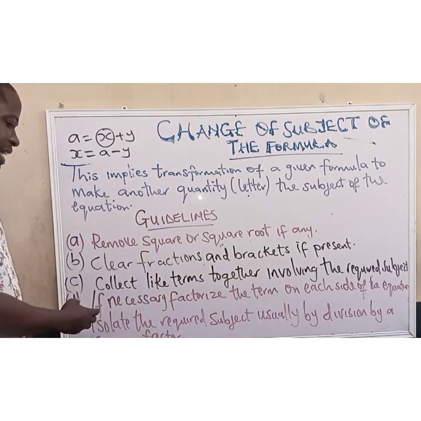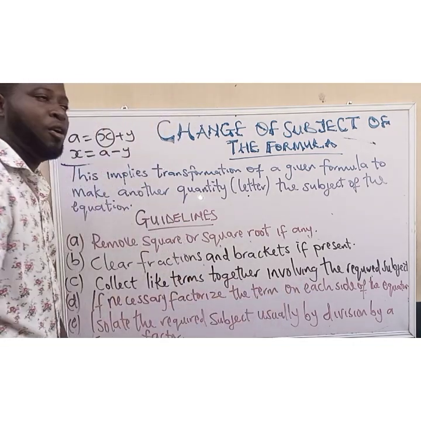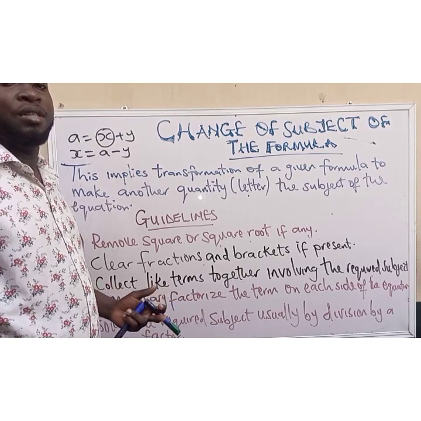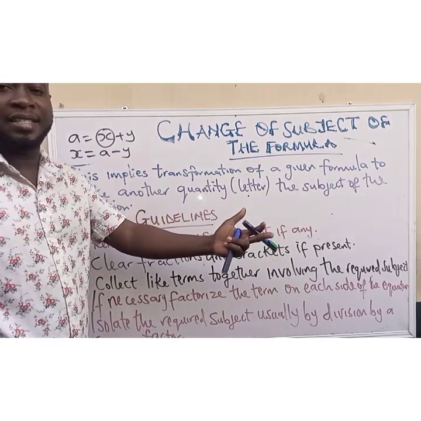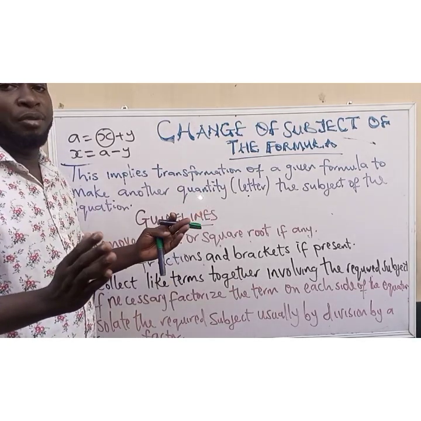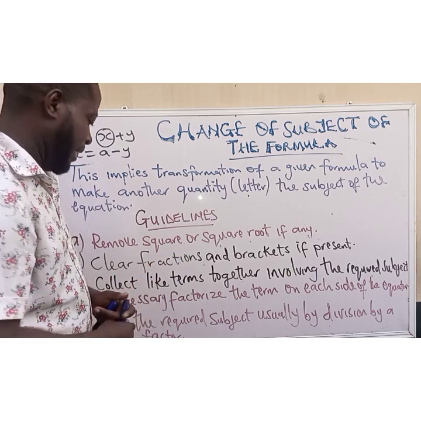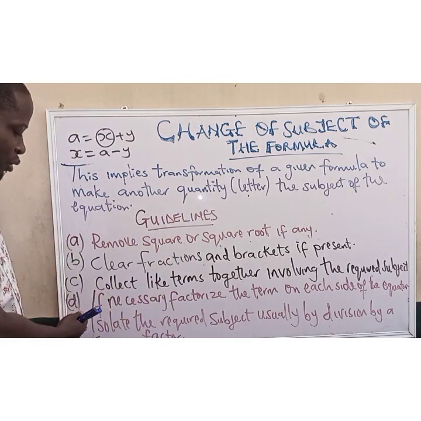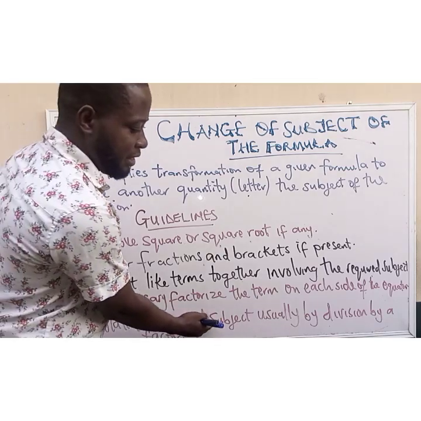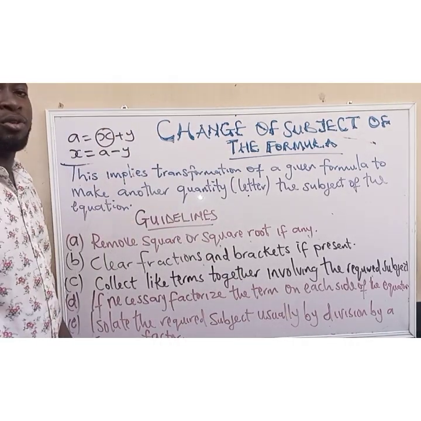The next one: if necessary, factorize the terms on each side of the equation. As we all know, an equation will always involve a left hand side and a right hand side. So if it is possible, you factorize before you make a particular letter the subject of the formula. Then we also have another step here: isolate the required subject, usually by division by a common factor.